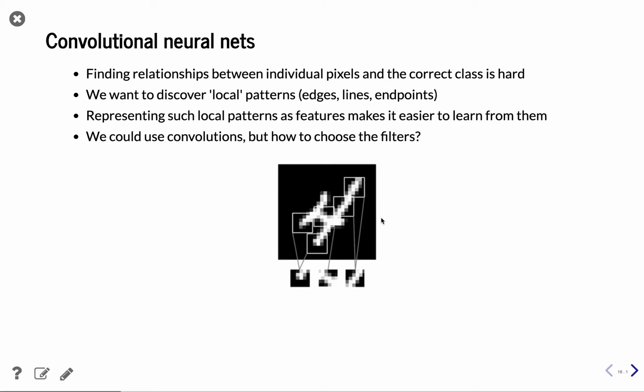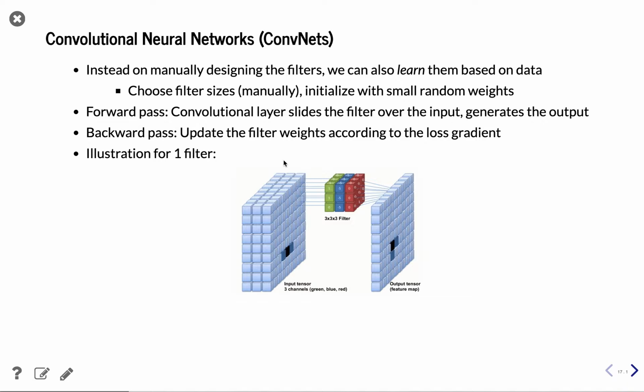Now, again, we can use convolutions, we can use filters to detect all of these edges. But the question again is, how do we choose these filters? So the whole idea behind a convolutional neural net is that instead of manually designing these filters, we learn them based on data. We don't learn them entirely. We still have to choose, for instance, the sizes of the filters. And there's an art to this. But once we chose the size of these filters, we can then initialize them randomly and then learn them based on data.